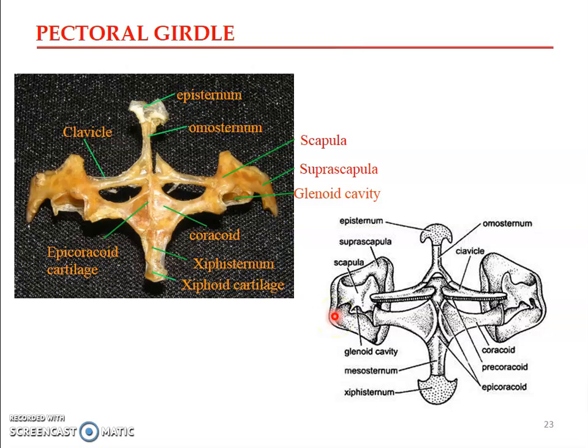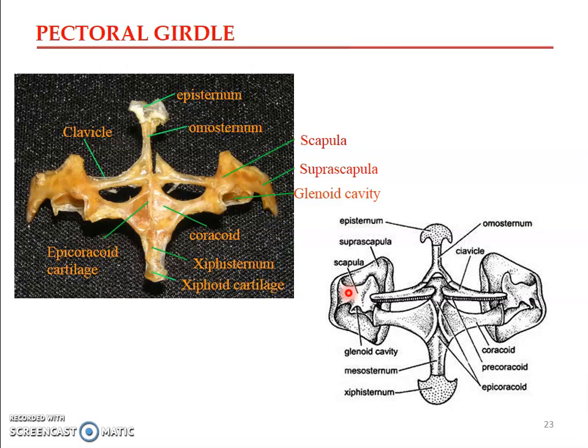Each half is divided into a dorsal scapular region. You can see here the scapula and the suprascapular, the scapular region, and the ventral coracoid portion. So this forms the coracoid portion. Okay. Now the scapular portion consists of the suprascapular and the scapula. You can see the very broad suprascapular. It is dorsally placed, and on the ventral side you can see the scapula connected to the suprascapular. Okay, so these two together form the scapular region.